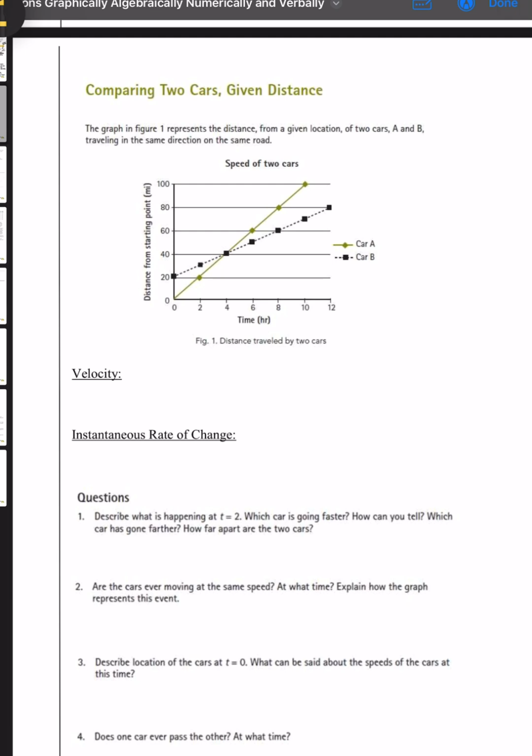In this video, I'm going to work through the worksheet in our packet from 1.1, and we're going to compare two cars given their distance. So the graph in figure 1 represents the distance from a given location of two cars A and B traveling in the same direction on the same road.